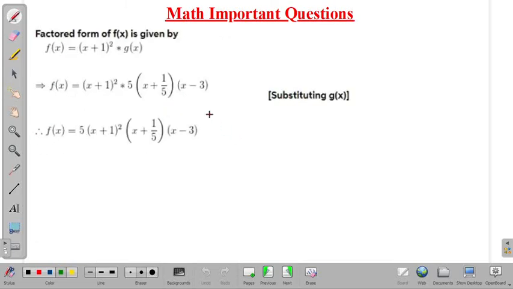And the factored form of f(x) can be written as (x plus 1) whole square into g(x). And we have obtained g(x) as 5 times (x plus 1 by 5) into (x minus 3). Therefore, f(x) will be equal to 5 times (x plus 1) whole square into (x plus 1 by 5) into (x minus 3).